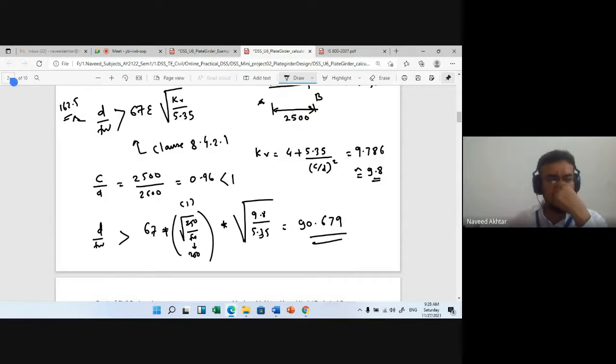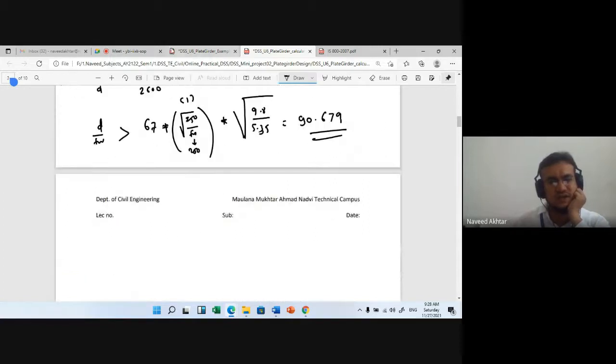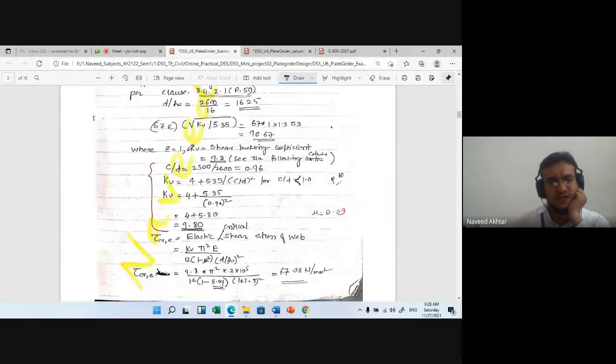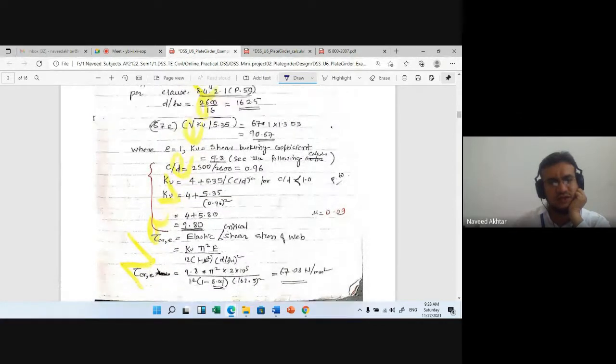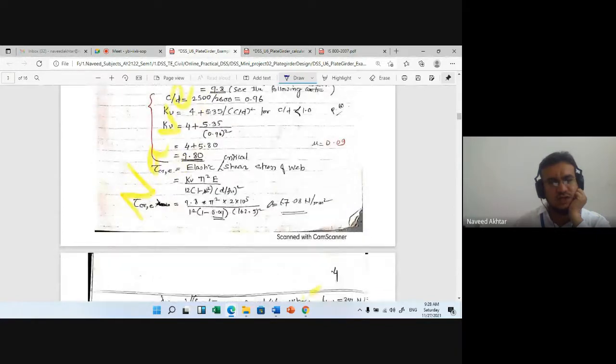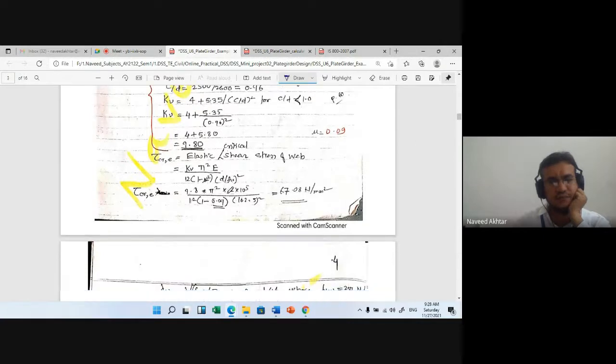So here the d/tw ratio is greater than that, so stiffeners are required. You can say here it is just 90.67. So now this we have written out. Now we go for the tau CRE, the elastic critical shear stress of the web.